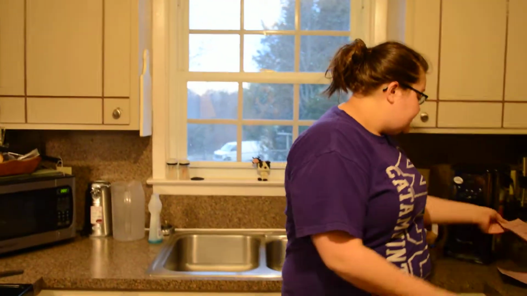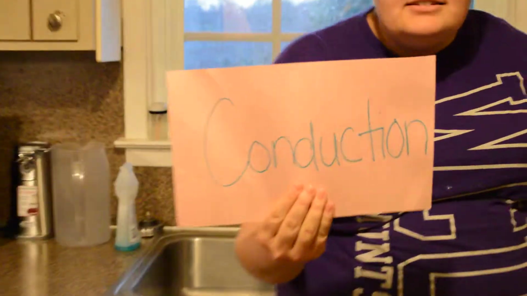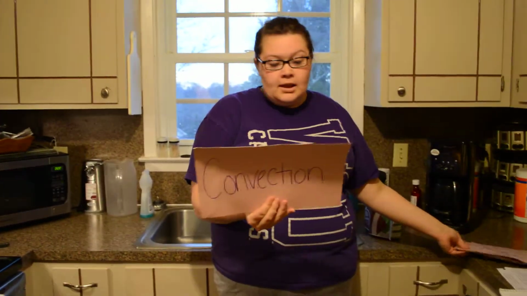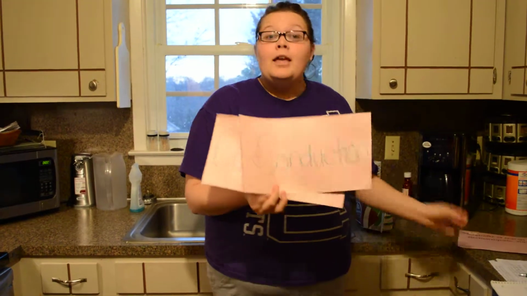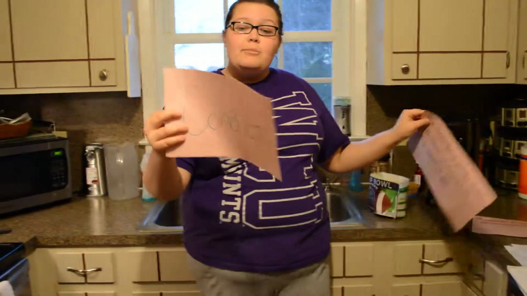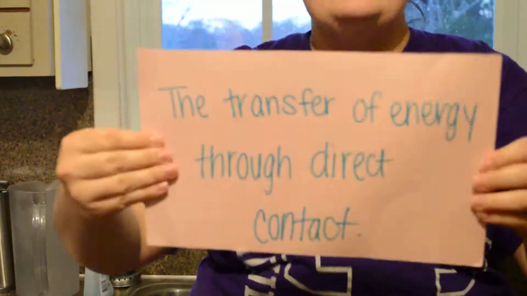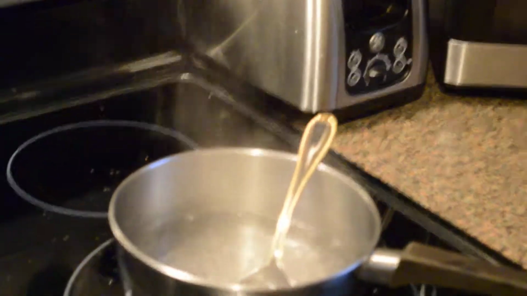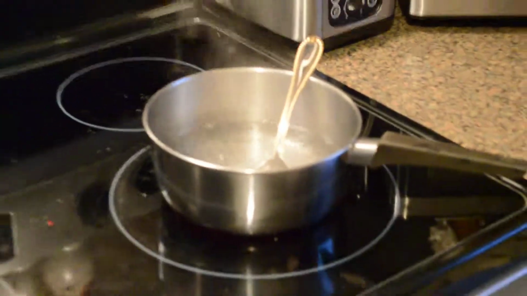So, what have we learned today? Well, we've learned about conduction, convection, and radiation. Now, what do all those things mean? Well, first, we learned about conduction. And remember, the conduction is the transfer of energy through direct contact. And we demonstrated that through a pot of boiling water with the spoon in direct contact. And if we touch the spoon, it's hot.